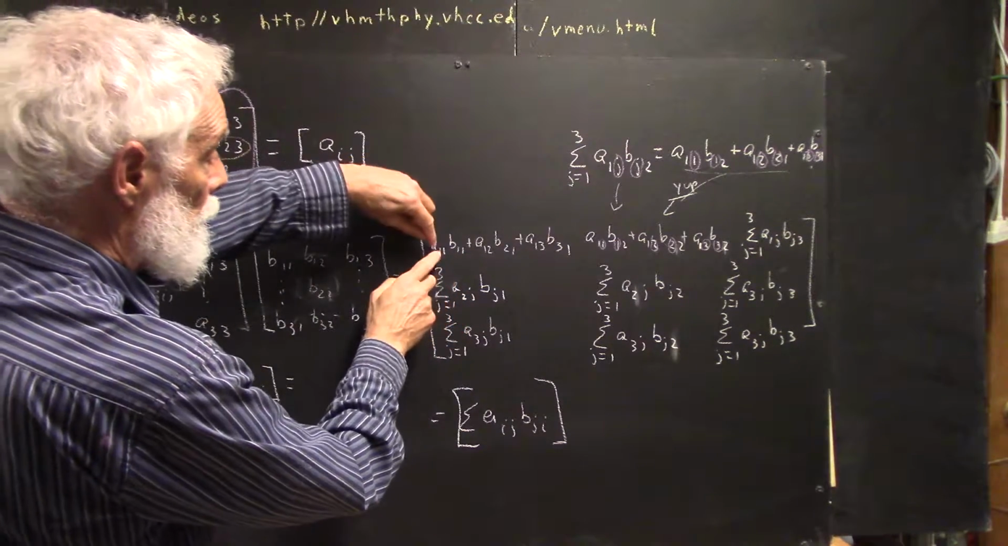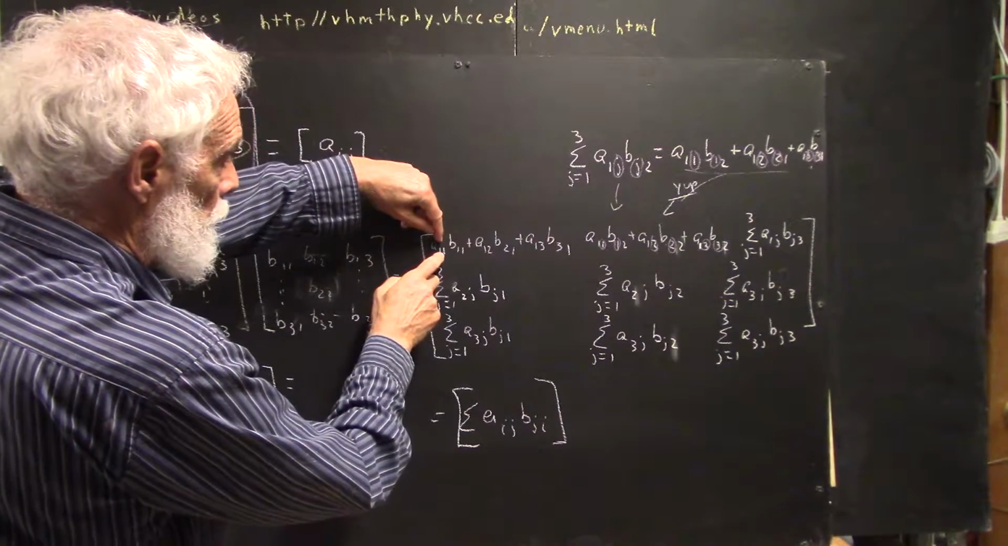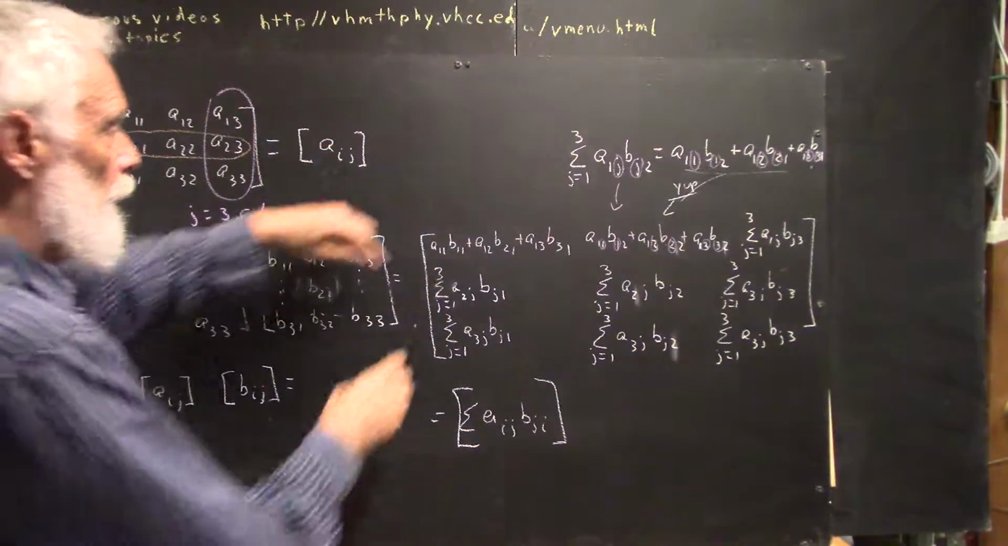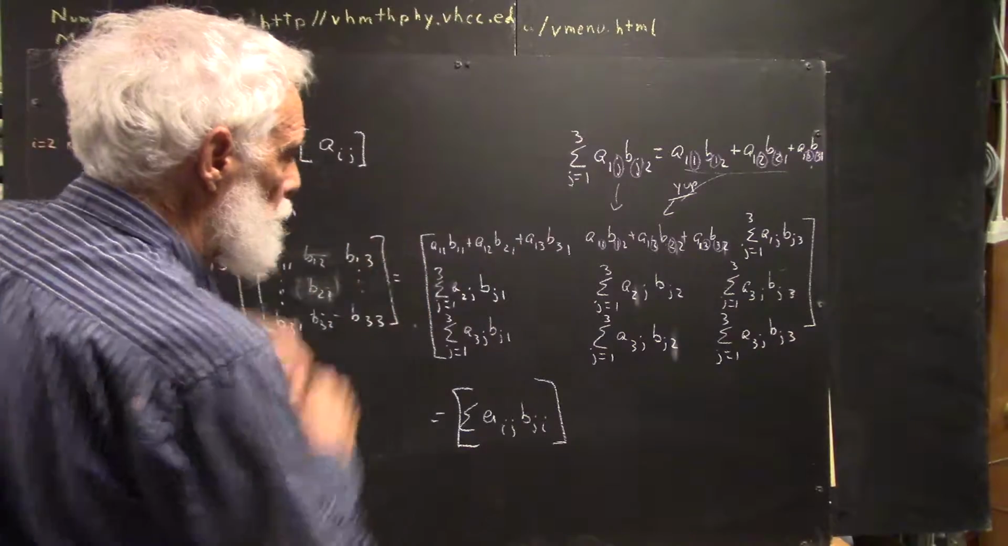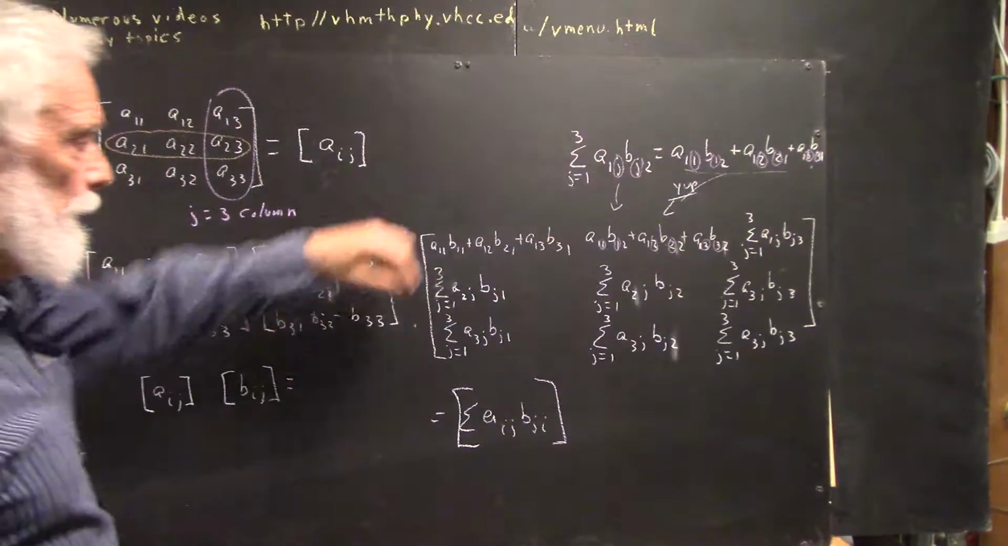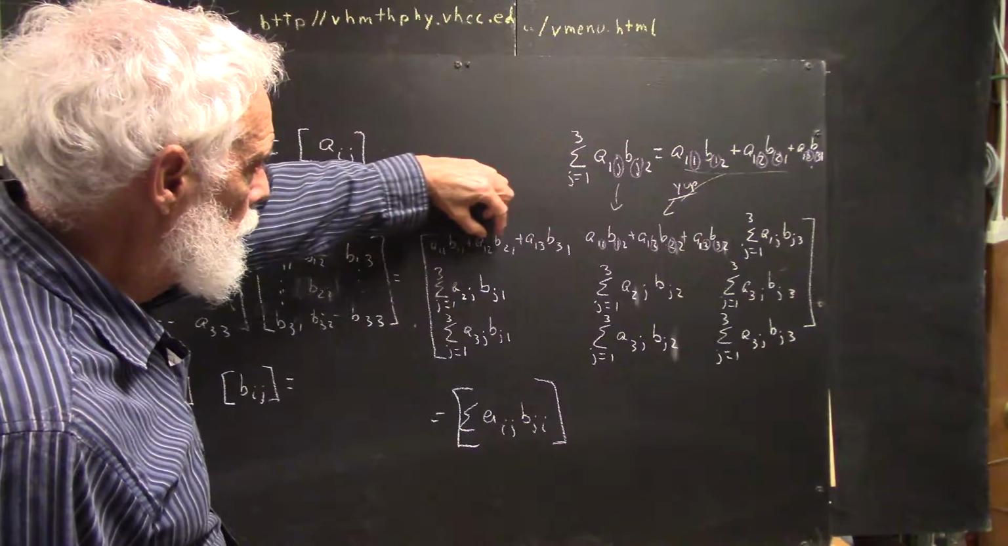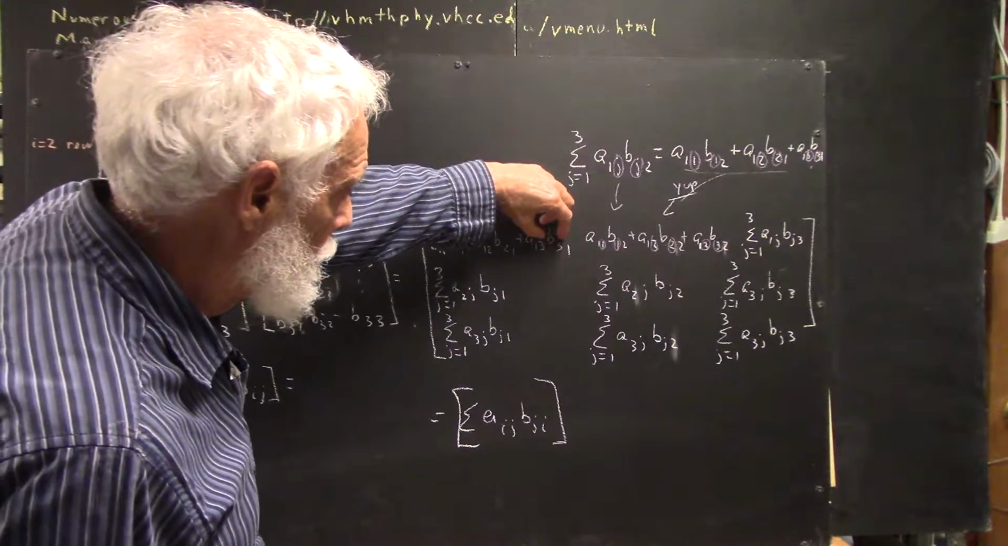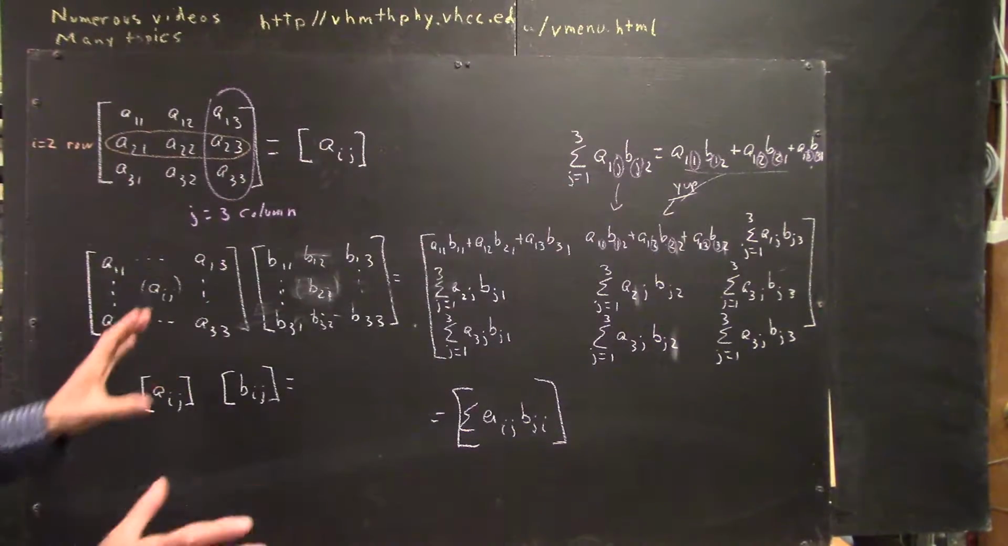This 1, the second index of A, indicates where we are in the row. The first index of B indicates where we are in the column, and it has to be the same. So those two indices are 1 here, they're 2 here, and they're 3 here. So there's a pattern to this.